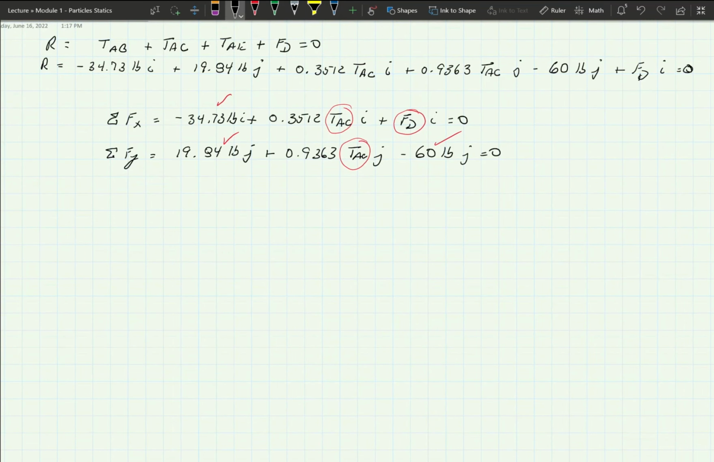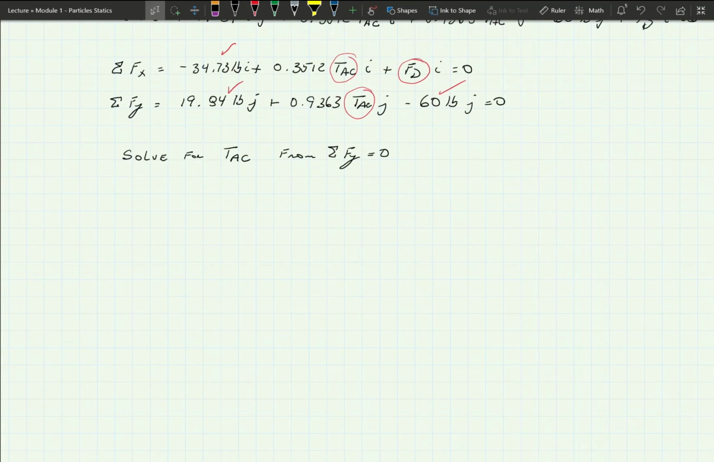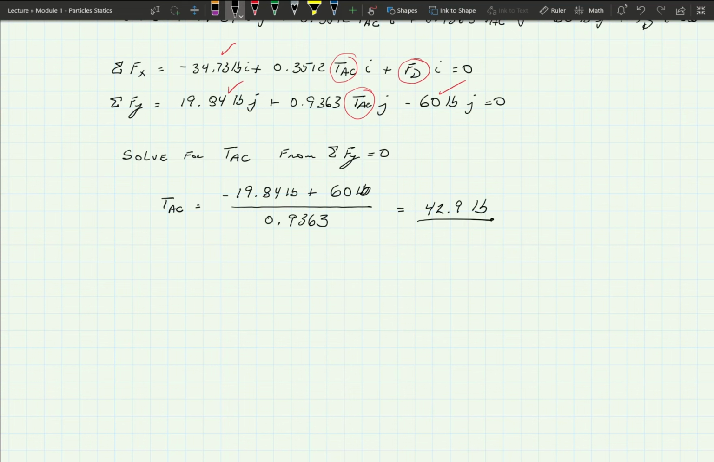So I can solve for TAC using the sum of the forces in the y direction. Okay, so let's do that. Solve for TAC from sum of the forces in the y equal to 0. Okay, all right, so if we do this, TAC is equal to negative 19.84 pounds plus 60 pounds divided by 0.9363. And I'm going to get an answer that's 42.9 pounds. Okay, bingo, we got one down.